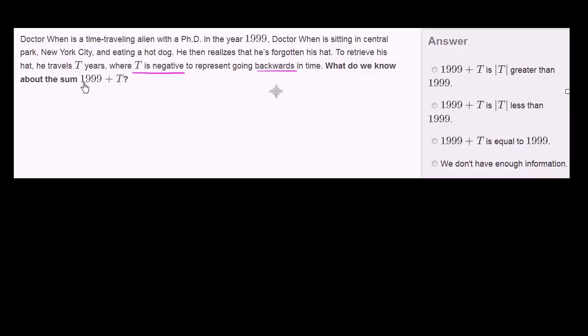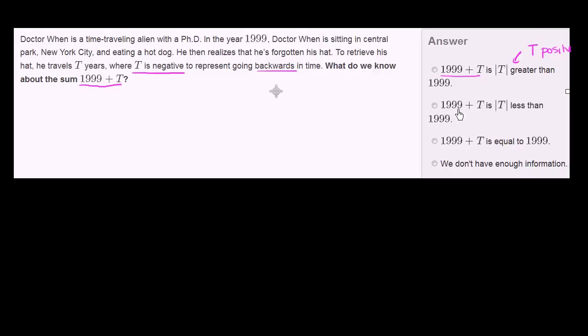What do we know about the sum 1999 plus t? So we know that t is a negative number. He's going backwards in time. So let's look at the choices. 1999 plus t: is the absolute value of t greater than 1999? No, that would have been true if t is a positive number. This would have only been in the situation if t is positive.